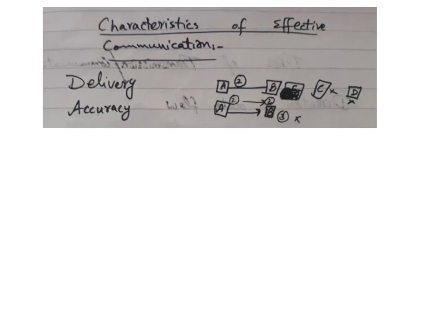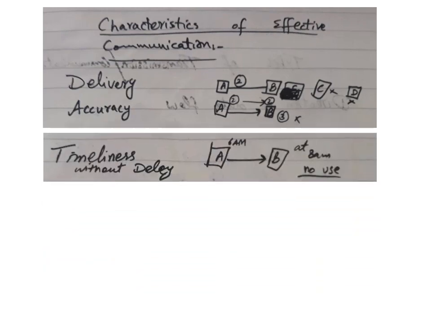The second one is accuracy. Accuracy means that the message between two machines, A and B, is exactly what was sent. Just as an example, system A wants to send only the number 2 to system B. It means if system B receives 3, it will be wrong. It will not be accurate.